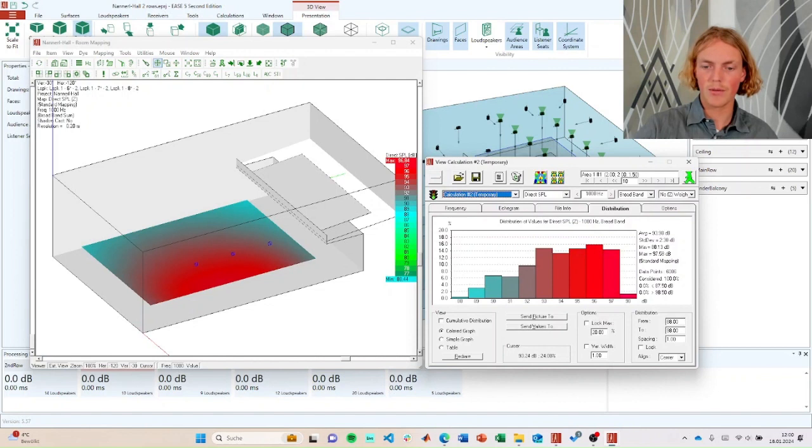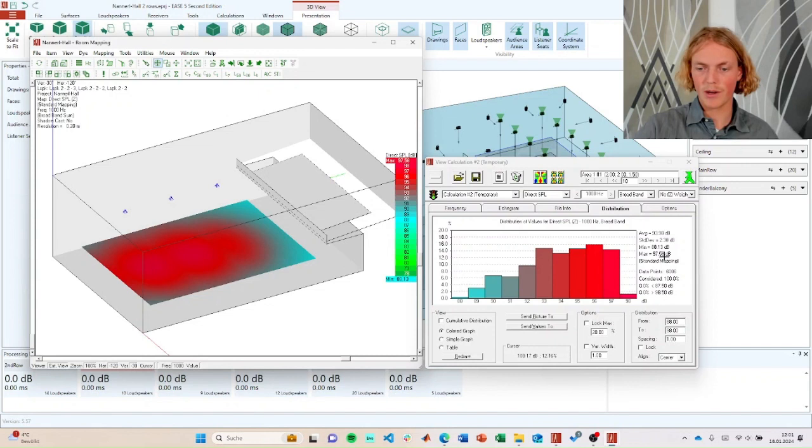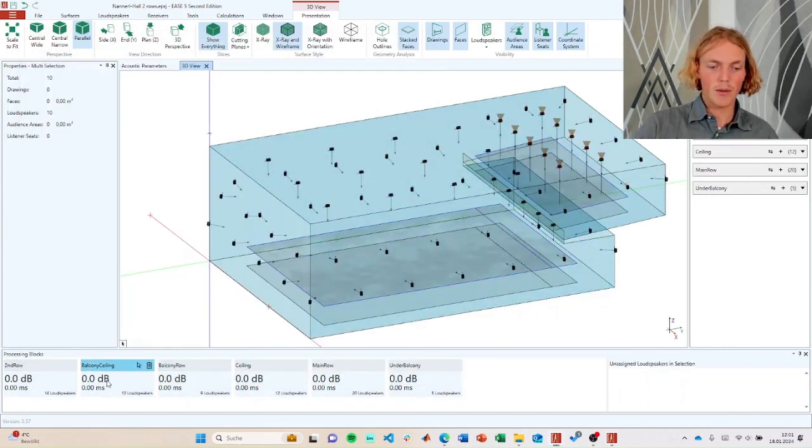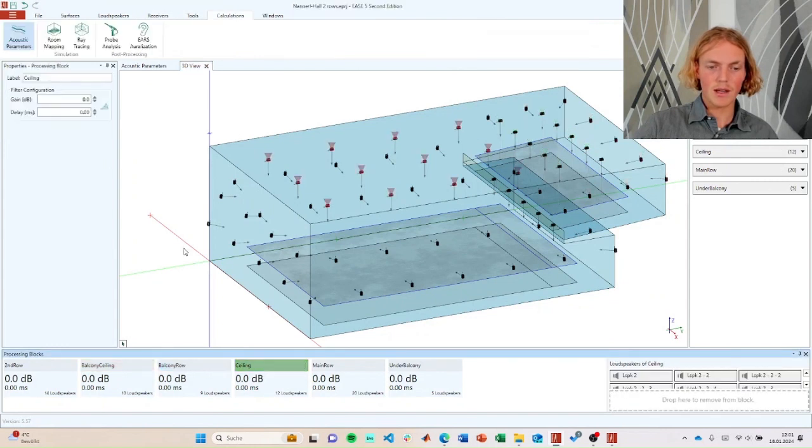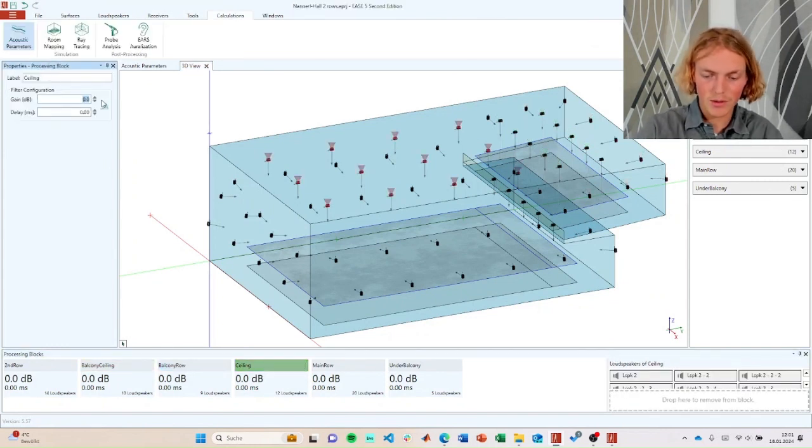I only have the one for the ceiling here right now, but you can check and look at what the maximum direct SPL is here, which is 97.58 dB. So it's about 1 dB difference between those two processing blocks. So I would go here, go to the ceiling and say, hello ceiling speakers, please stick to a gain of -1 dB.